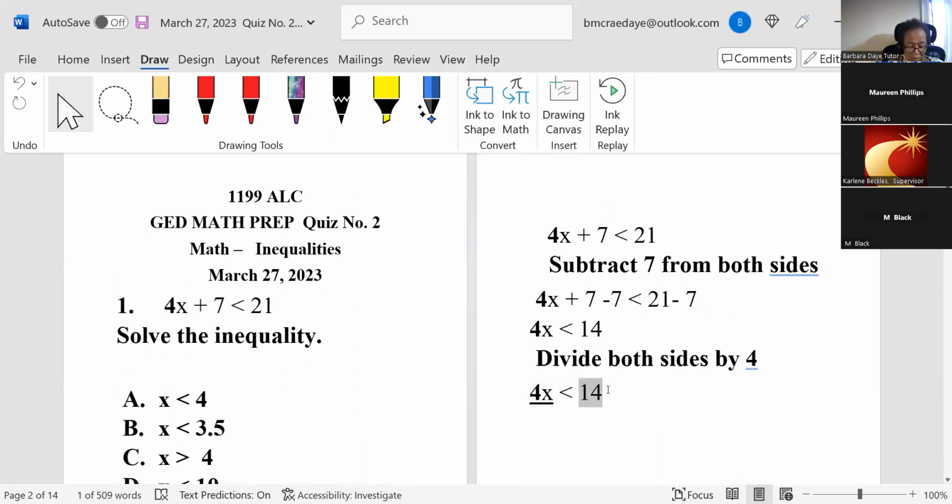So Maureen, what happened to you? I think you gave me, let me look here, you gave me D. Yeah, because you subtracted. Yes, but remember I told you to look at the operation and do the opposite, right? That's a multiplication, so you will do division, right? Yeah.